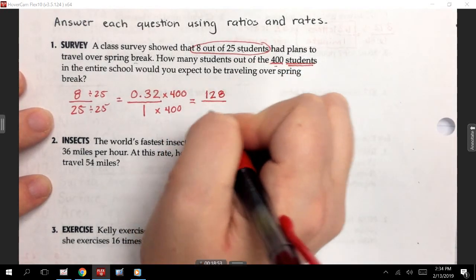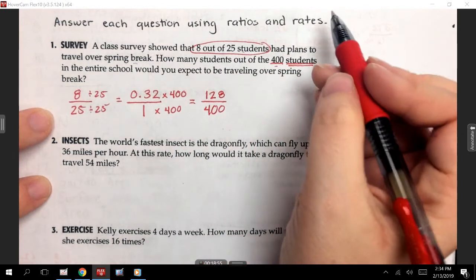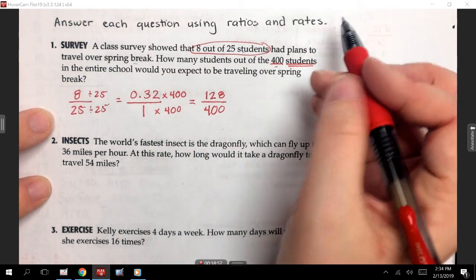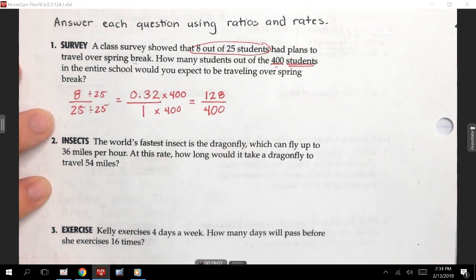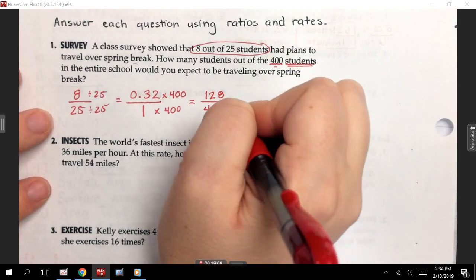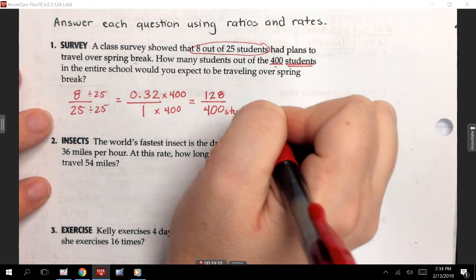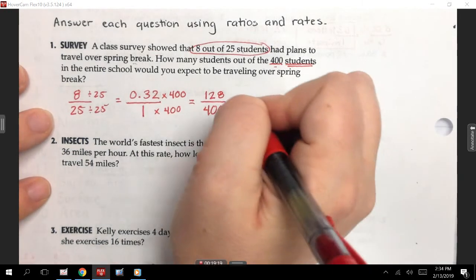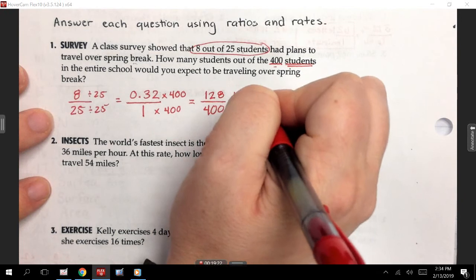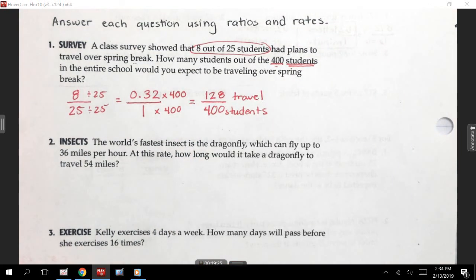128 over 400. Guys, in my directions, y'all see where it says rates? So in this fraction, I'm going to put words again. Pretty much, we put words with everything except for the very first part. All right. So 400 was talking about students. What is the 128 talking about, Joelle? The classes? Lexi? Have plans to travel. The ones that have plans to travel. So I'm just going to put travel there. They're the ones that are going to be traveling.